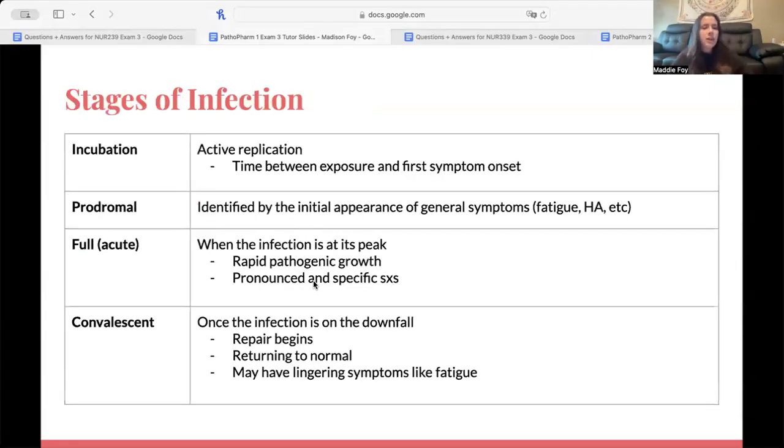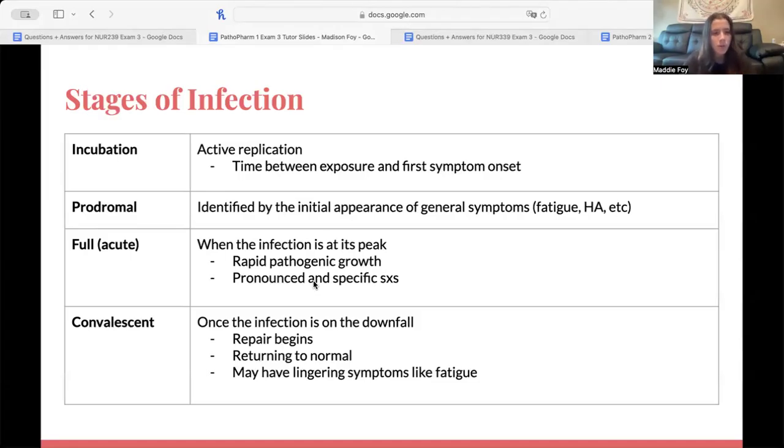The stages of infection are important to know. So they start with incubation. This is when the pathogen is actively replicating in your body. Incubation is defined as the time between exposure and the very first onset of symptoms. When you get sick, you actually acquired the pathogen or virus sometimes hours to days to weeks before you actually start showing symptoms. So that would be the incubation period.